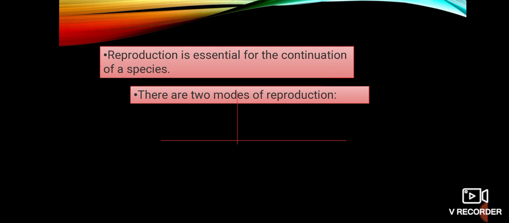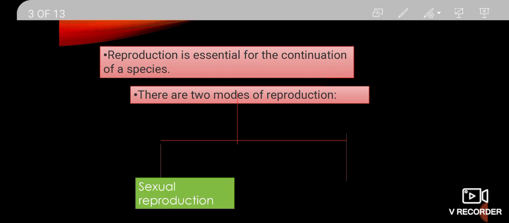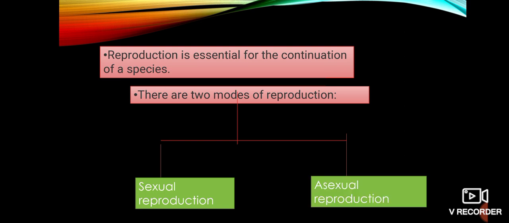Okay, now if we talk about the types or modes of reproduction, there are generally two modes of reproduction. The first one is sexual reproduction, dear students, and the second one is asexual reproduction. Getting it? The first is sexual reproduction and the second is asexual reproduction.